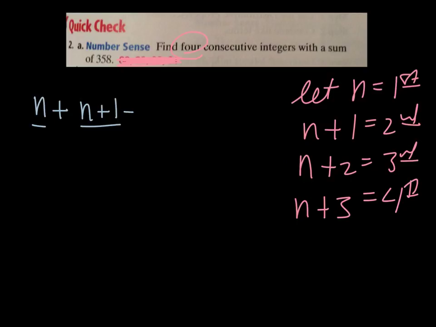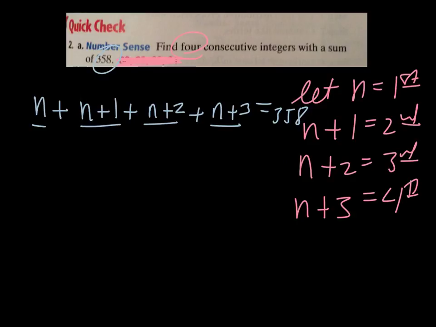Yeah. Plus my next number, n plus 2, right? Plus my third number, n plus 3. All those together equal, what did it say? Oh yeah, 358. Now, that's the hardest part, seriously. Hardest part is how to write this thing.